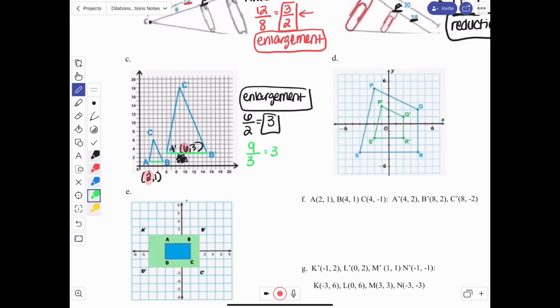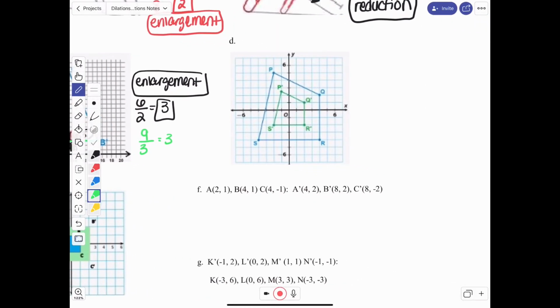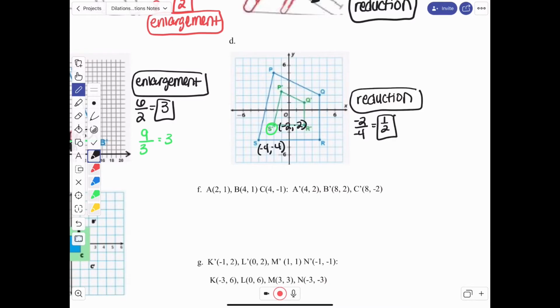height of your shape. Okay, for D, we see that the smaller shape, we find the prime right there. So we see that this one is a reduction. Okay, so that means our smaller number goes on top. We see that the coordinates of S are -2, -2. And the coordinates of this S are, let's see, 1, 2, 3, 4, -4, and 1, 2, 3, 4, -4. Okay, so we've got -2 over -4, which is going to reduce to 1/2. So our scale factor is 1/2.